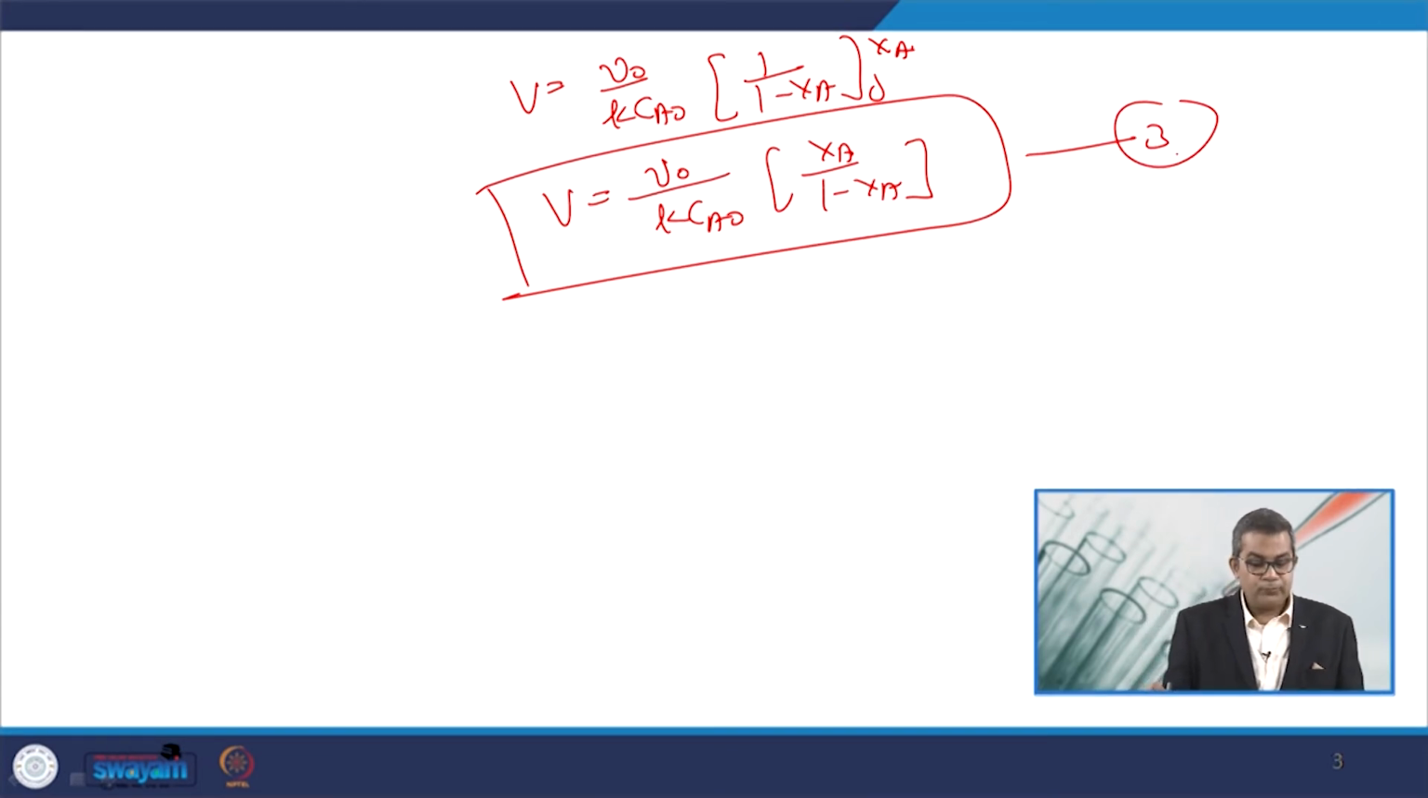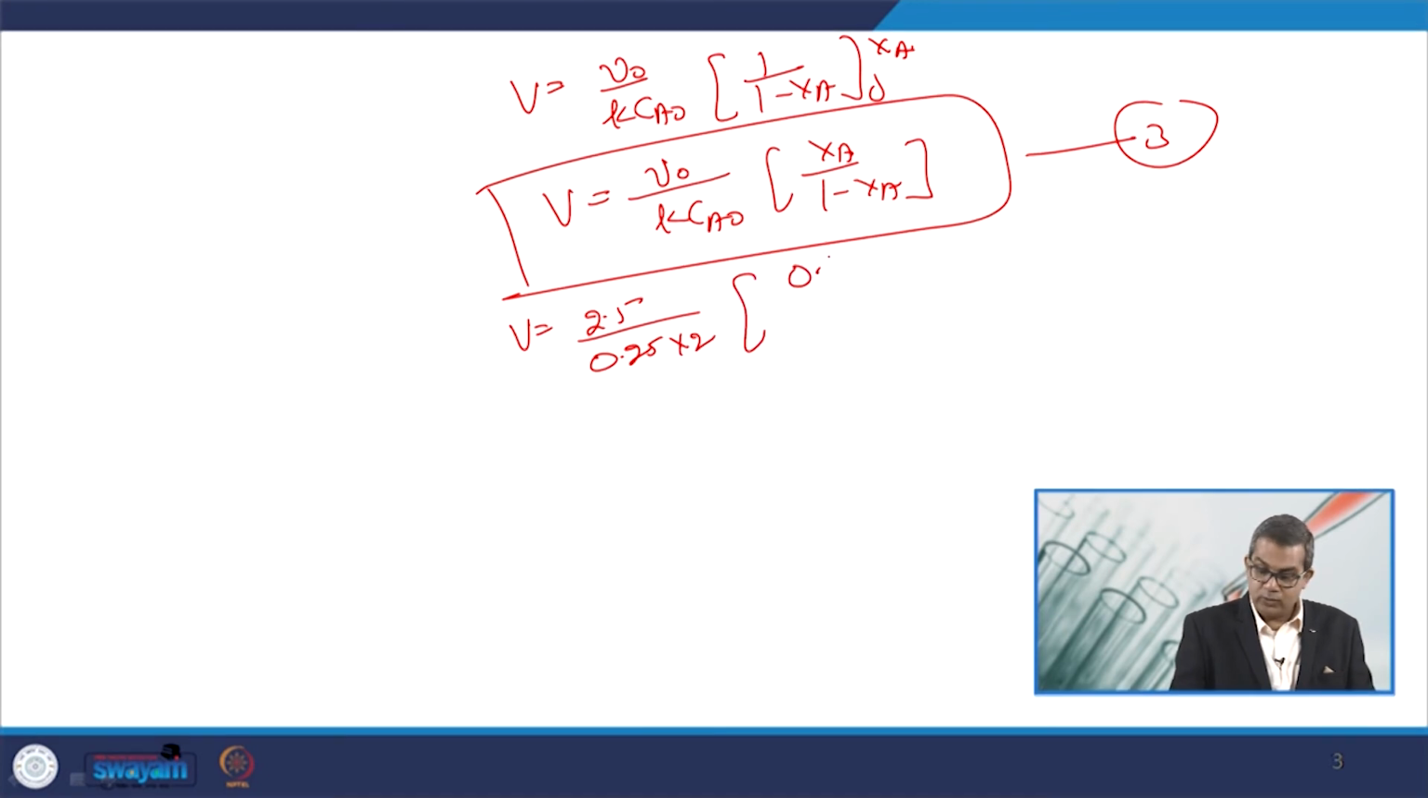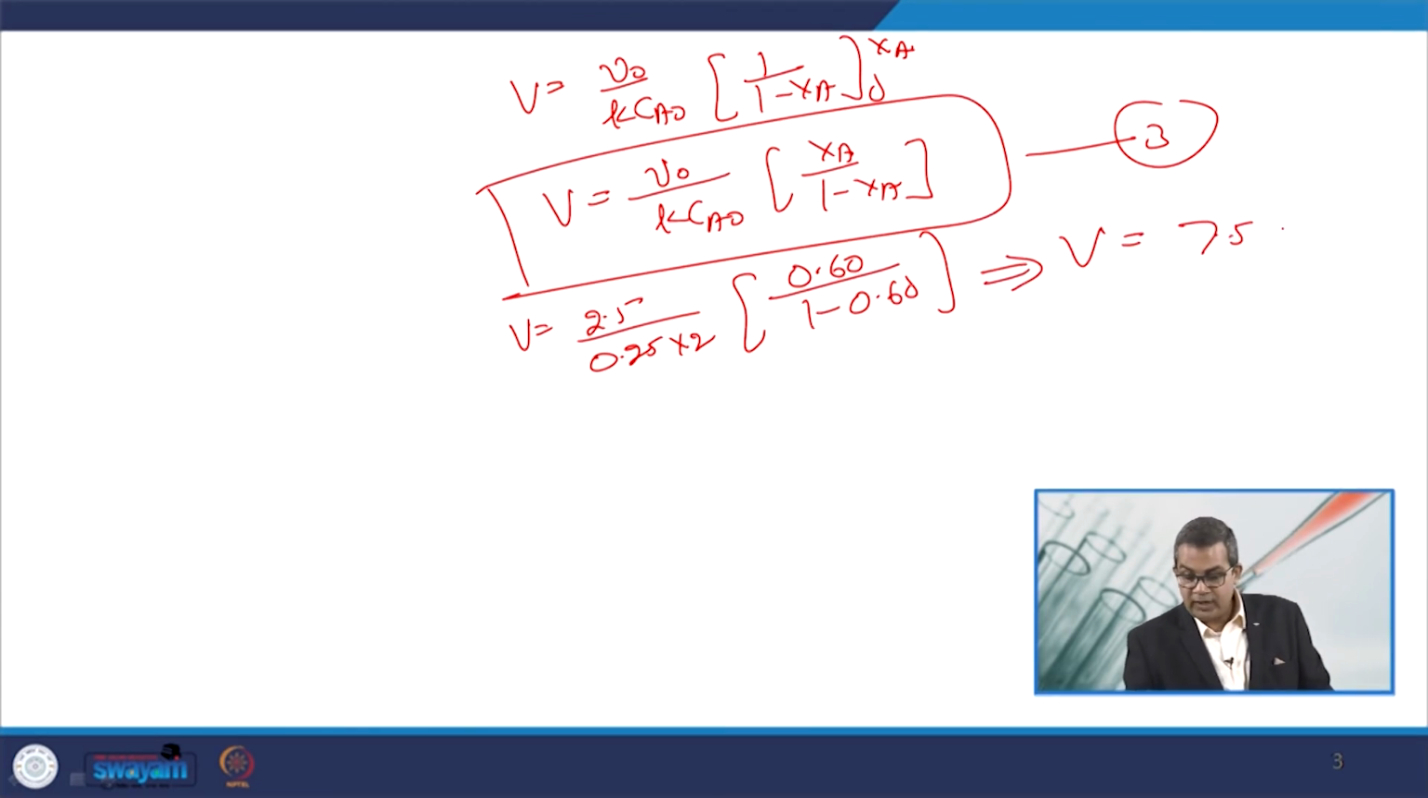So if we substitute the given values, whatever given in the question, in this equation, we find that V is equal to 2.5 upon 0.25 into 2, into 0.60 upon 1 minus 0.60, that is V is equal to 7.5 meter cube. Now, it is given that when the reactor is operated based on this design, then 30% of the initial reactor behaved as a mixed flow reactor and the remaining as a plug flow reactor.